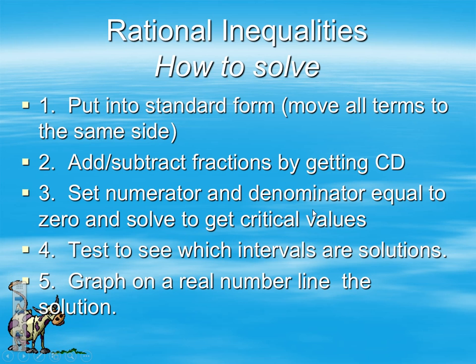First, we put the inequality into standard form. That means move all terms to the same side. Then we add or subtract our fractions by getting a common denominator. Then we will set the numerator and the denominator equal to 0 so that we can solve to get our critical values. We will then test to see which intervals are solutions, and then we will graph on a real number line. And also we will write our solution using interval notation.